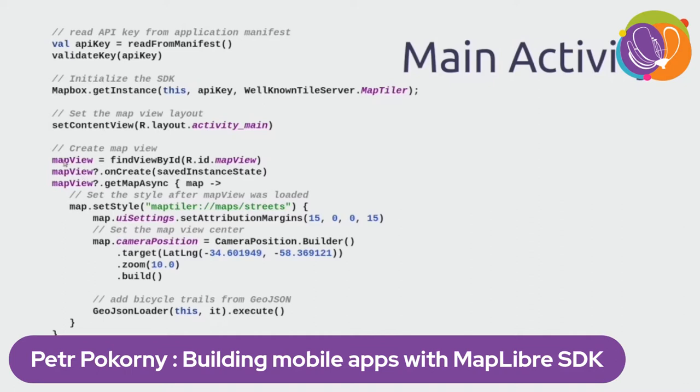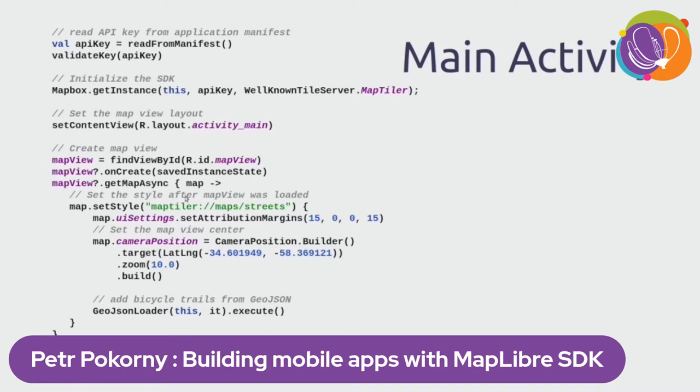And then we will create the map view. So we will get the reference to the control, and these two lines, or one line here, is required by the SDK. And then we will get the reference to the map. We will set the style. So this is the line which is loading the streets base map into the map view control. And we will set the camera position to point to Buenos Aires, level 10.